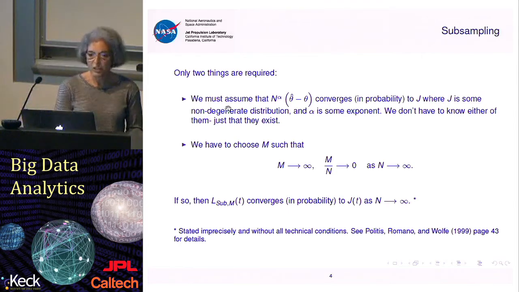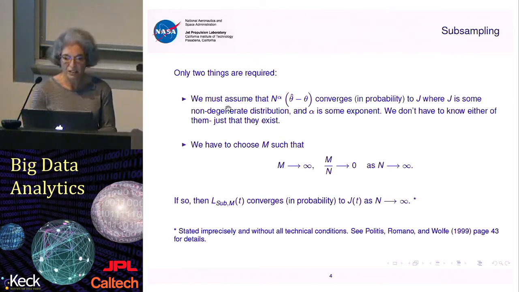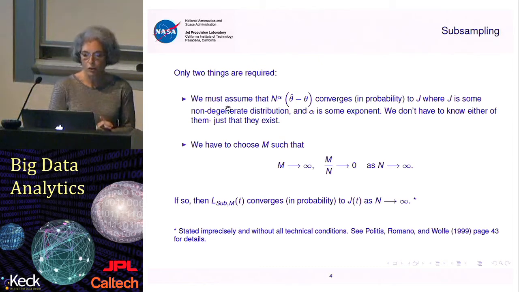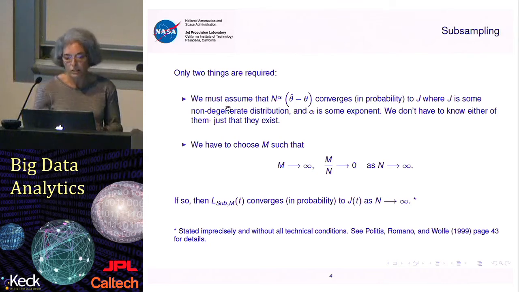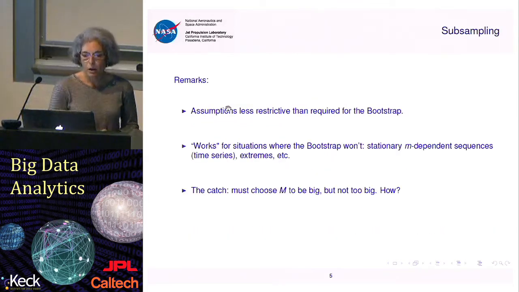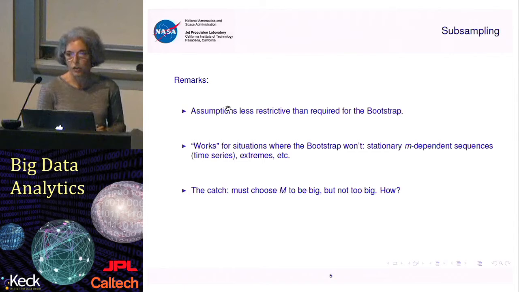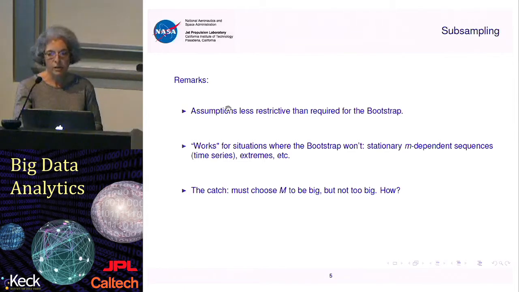It's actually very interesting, but I think the essence of it is, if you're willing to assume that those assumptions are not too restrictive, and in my opinion they aren't, then you can just go ahead with this in this way. So what this means is that the subsampling technique will, quote unquote, work in the asymptotic sense in situations where the bootstrap won't. So it will work for stationary M-dependent sequences and extremes, and a lot of places where the bootstrap either doesn't work well or is really hard to use. So the catch, once again, is that you have to choose M, and you don't know exactly how to do that. You might have to play some games.